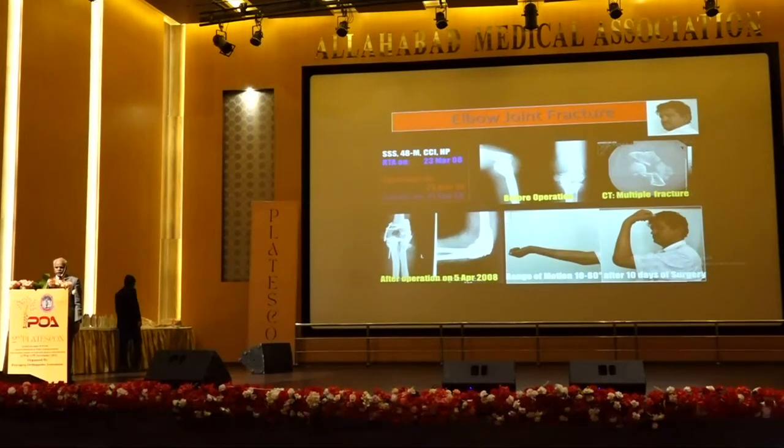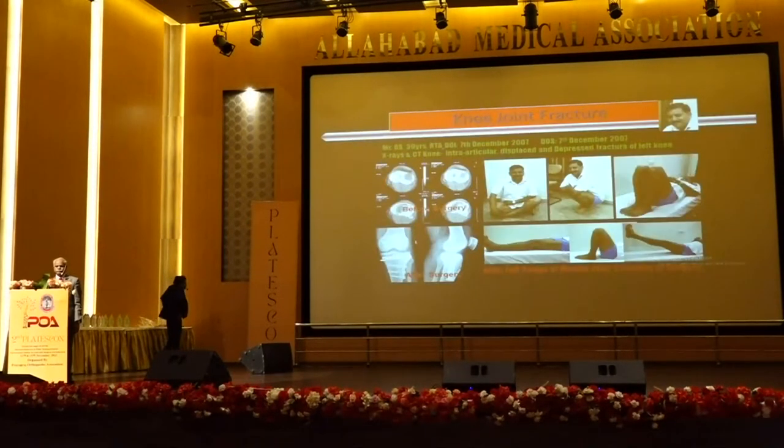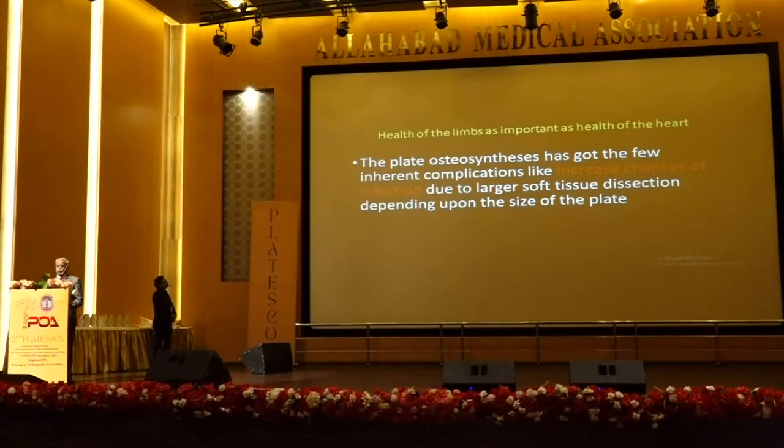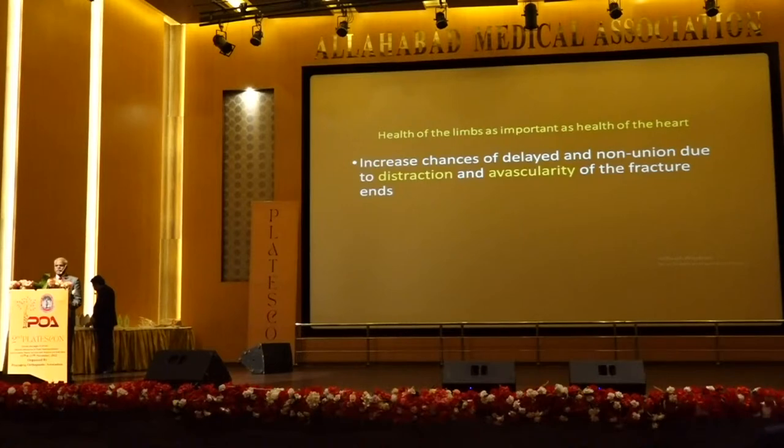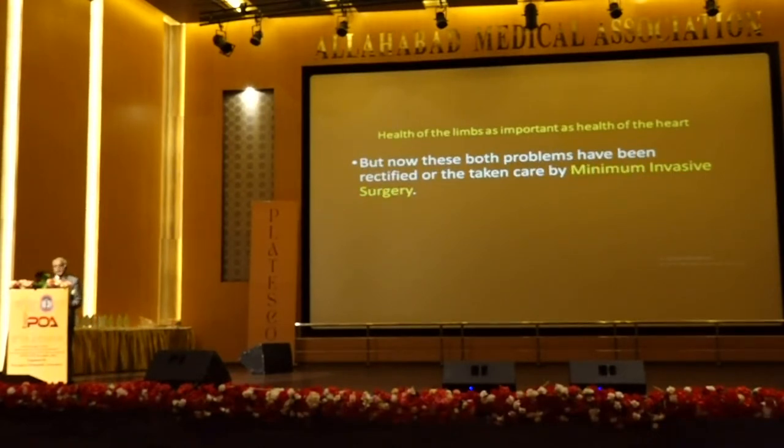It's the elbow. It's also done sometimes. In 2008, this was an elderly knee injury. Nowadays, I put two plates on both sides, medial and lateral. Don't take a chance in any way. Plate osteosynthesis has some inherent complications, like increased chances of infection due to larger soft tissue dissection, depending upon the size of the plate, as I mentioned earlier. There are increased chances of delayed union and non-union due to dissection and avascularity of the fracture, which happens sometimes, but now both these problems have been taken care of by minimally invasive surgery or LIPO.